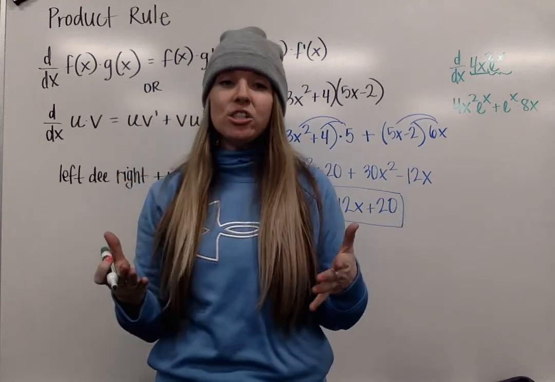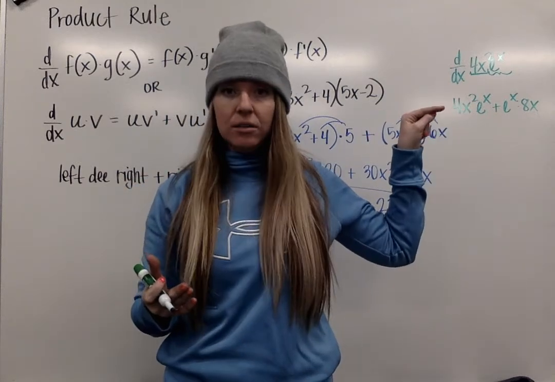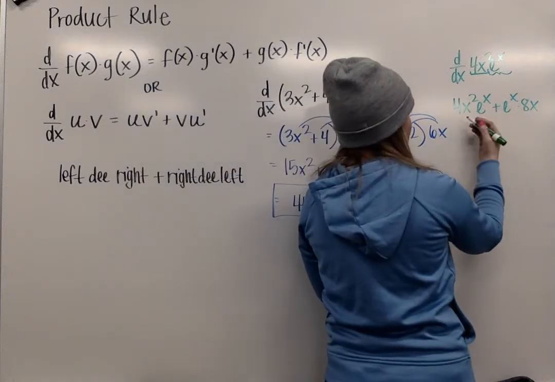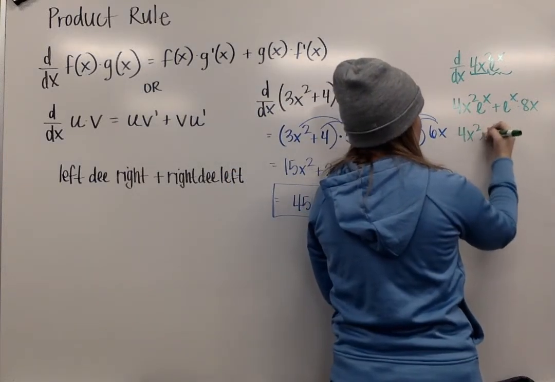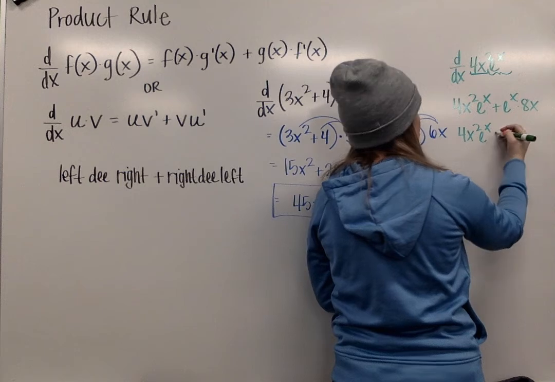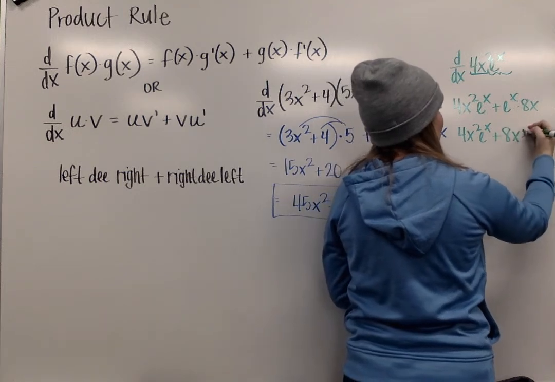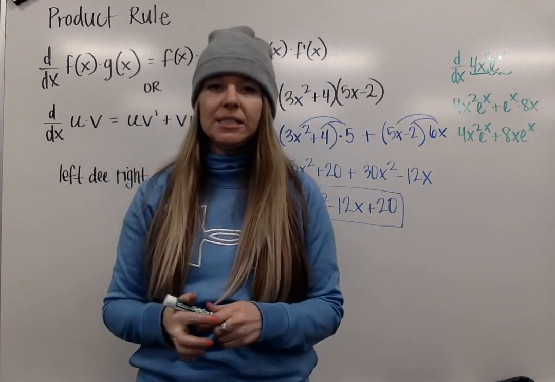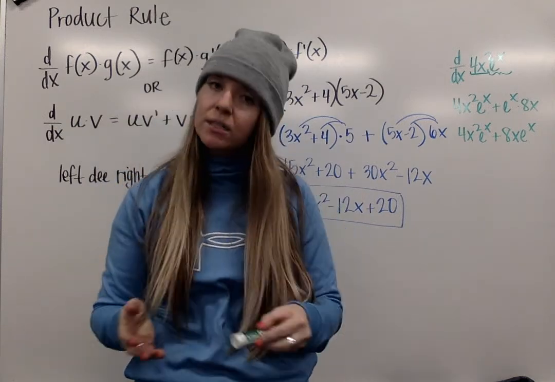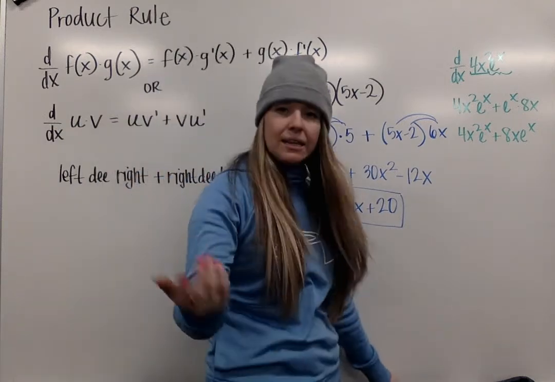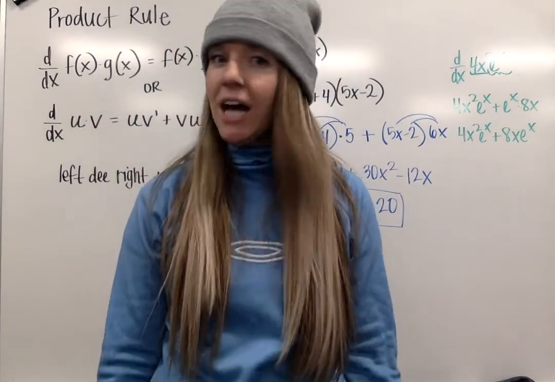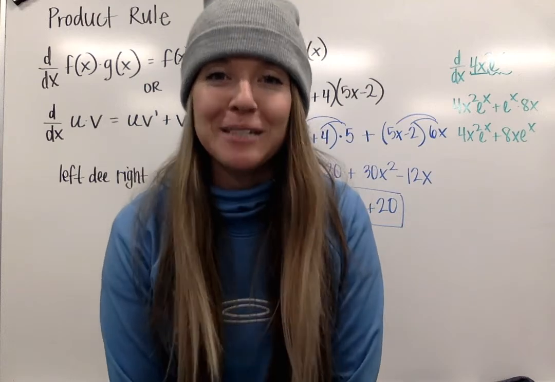Again, if the question says take the derivative, I'm done. Derivative done. But I'm going to go ahead and simplify. This 4x squared e to the x looks fine. This one, I'm just going to switch the order, 8x times e to the x, just to stay consistent and get the coefficient out front. X's come first, then e to the x. It looks nice. I'm simplified to where I want to be done.